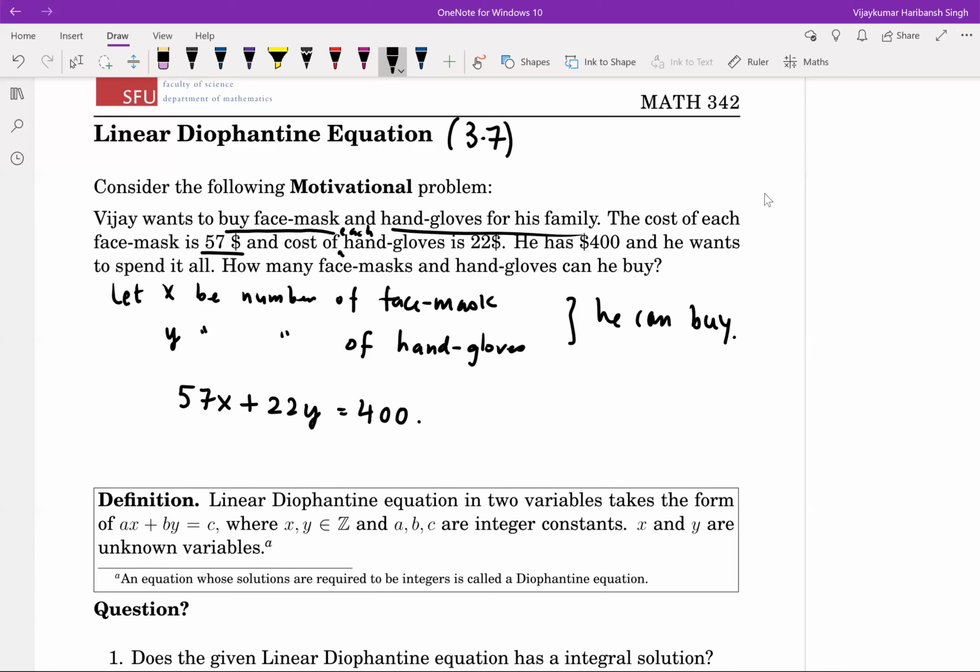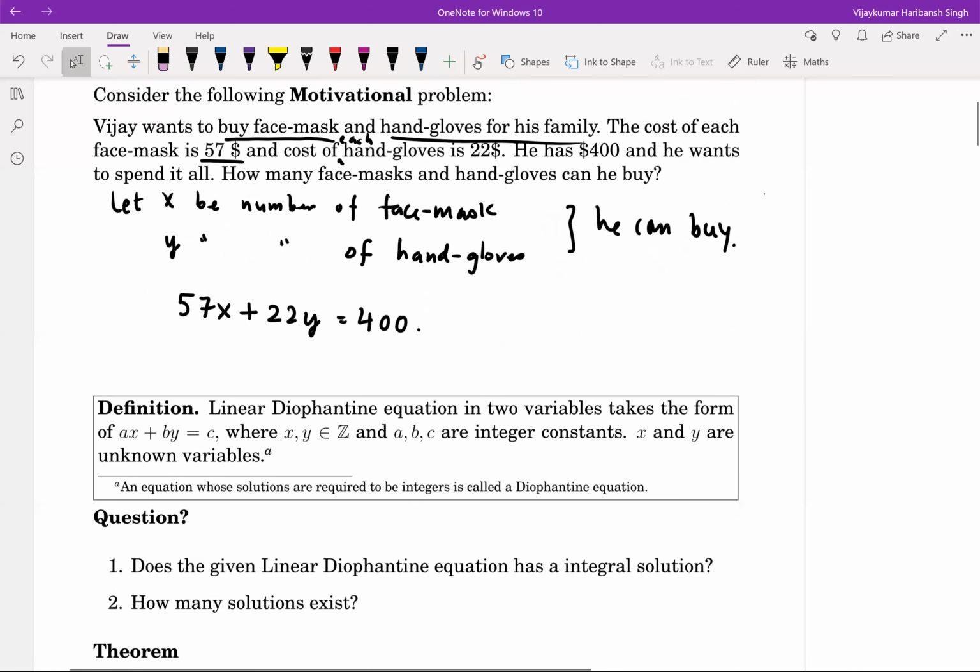Now note that we do not want half a face mask. So we are interested in only integer solutions of this. So X and Y are integers. And not only that, we want X and Y as a positive integer solution if it exists. So such an equation is called a Diophantine equation. So what is a Diophantine equation?